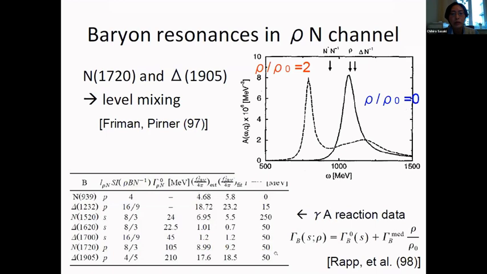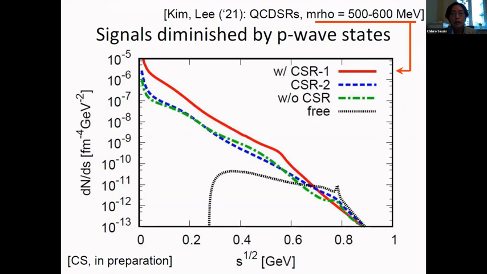Okay, and then all those states together with the new parameters can be nicely compiled into the computation, in the standard fashion, and this is the result. So in a sense, as we expected, the signals have been diminished to a large extent by not only P wave, but also S wave baryonic states, which we have included.